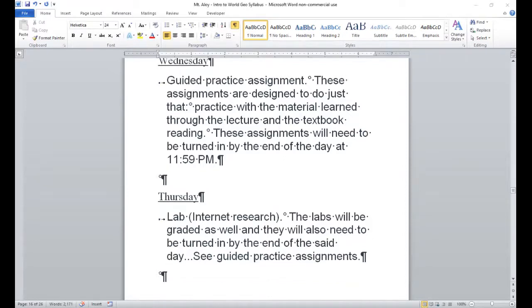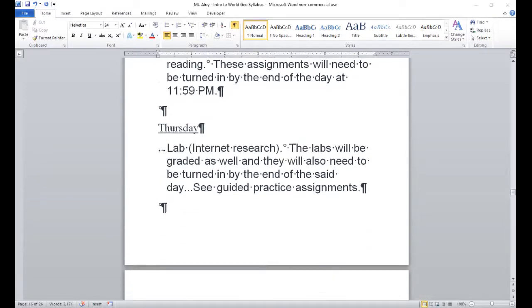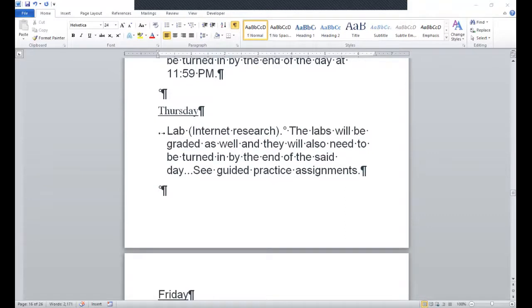Thursdays will be a lab. Lab will be internet research again. That'll be available at 12:01 a.m. They will be graded as well, and they will also need to be turned in by the end of that said day. See guided practice assignments.